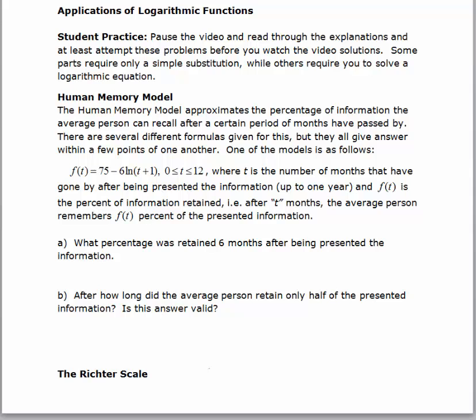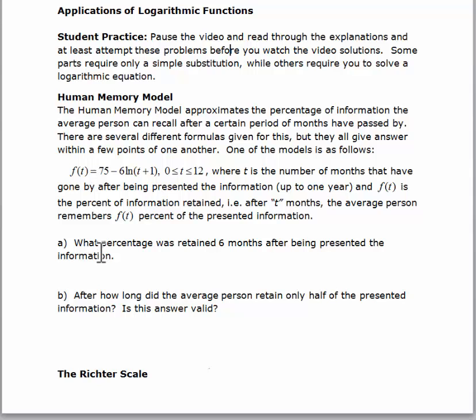Alright, this is the human memory model, and it approximates the percentage of information the average person can recall after a certain period of months have passed by. This is the equation right here. F of t equals 75 minus 6 times the natural log of t plus 1. You see, here is a restricted domain. This model is good for a year, so it's only good for 12 months. This data was collected, and using certain statistical analysis, they came up with this formula.